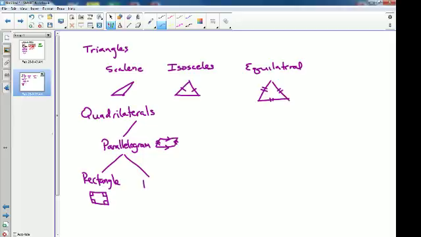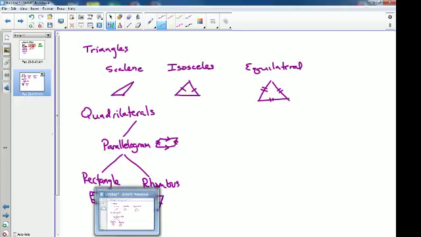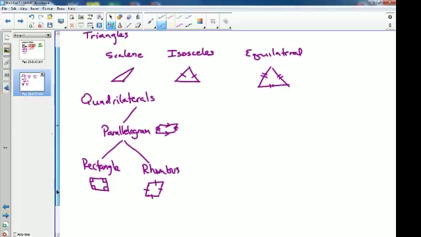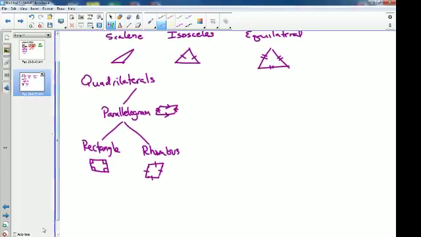A rhombus. What's unique about a rhombus? It's a parallelogram with 4 congruent sides. It's very similar to a square, it just doesn't have 90-degree angles. And then the last one is a square.